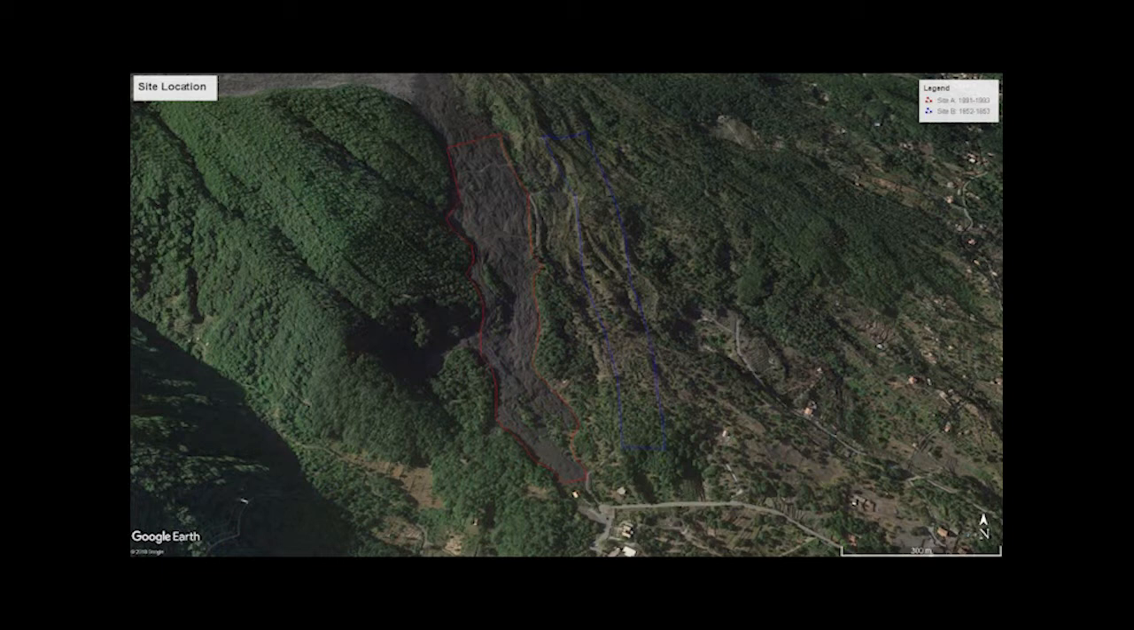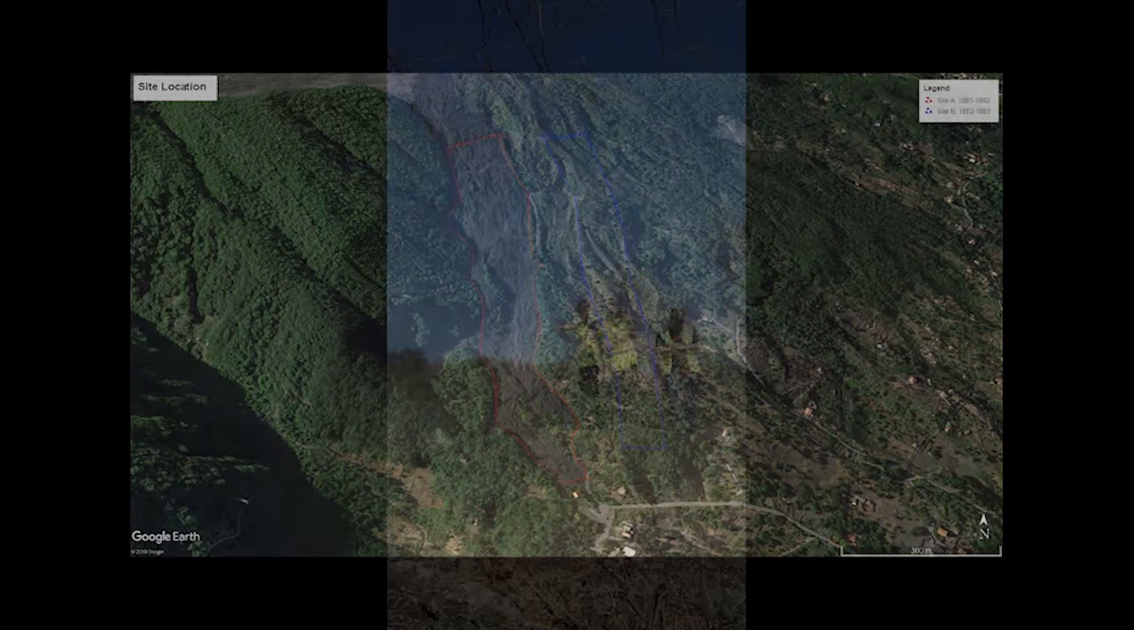The data collection sites were located between 881 meters and 746 meters above sea level on basalt lava flows on the eastern slopes of Mount Etna. The study sites were located approximately 200 meters away from each other.